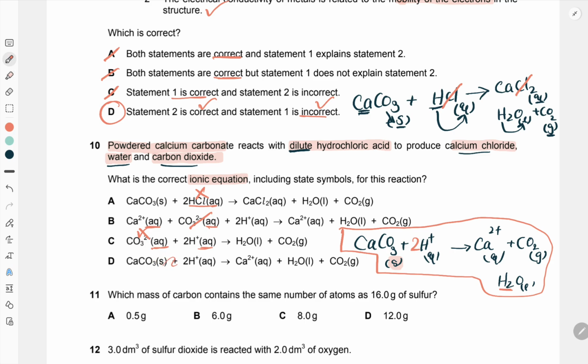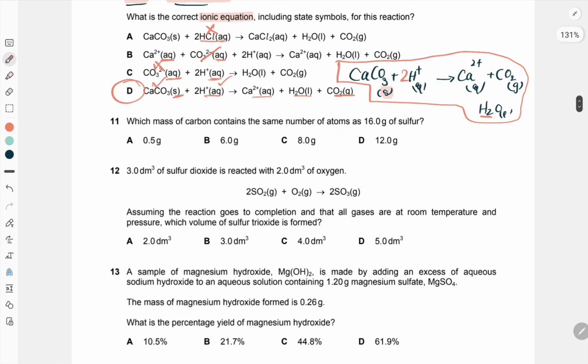We can see the D option. This is solid, correct. 2 hydrogen ion aqueous before reaction, correct, and everything you can see is correct with D. So therefore D is the correct answer.